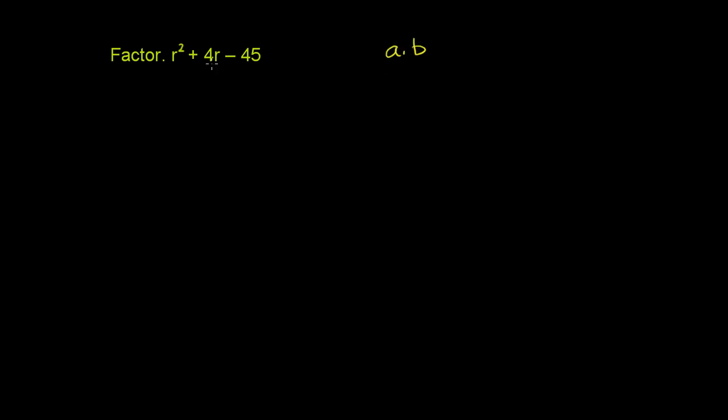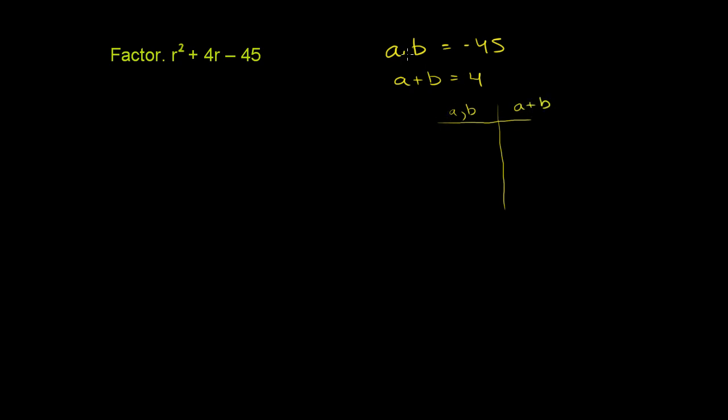whose product, so the two numbers are a and b, is equal to the coefficient on r squared, 1 times negative 45, which is just negative 45, and whose sum is equal to the coefficient on the first degree term, which is 4. a plus b is equal to 4. So let's look at all of the different combinations that get us to negative 45 and see if when you add them, you ever get to 4. Let's look at the different a's and b's, and let's see what happens when you sum them.